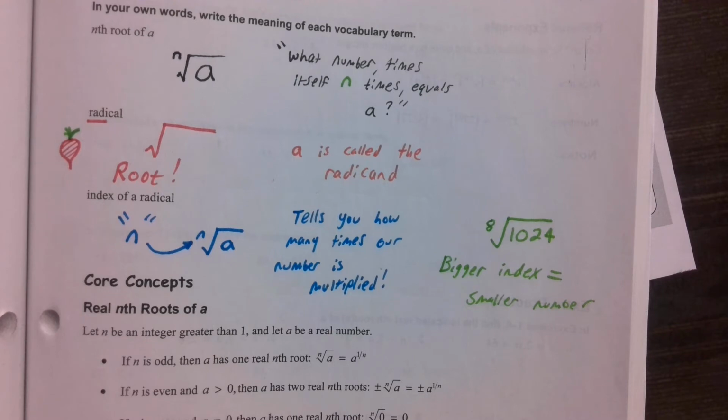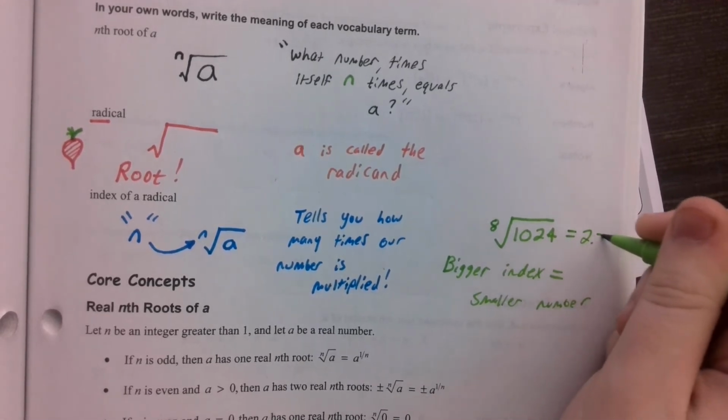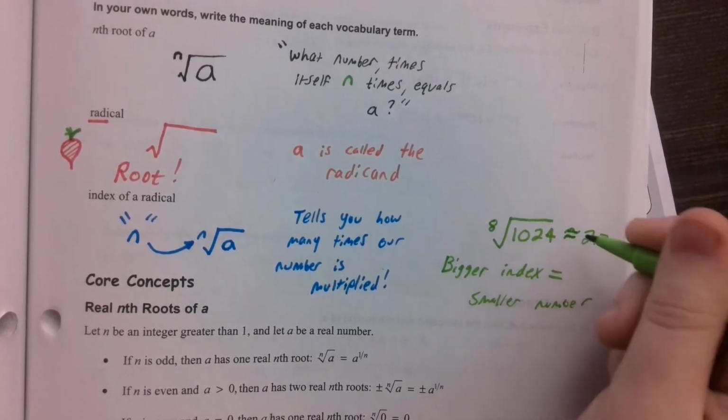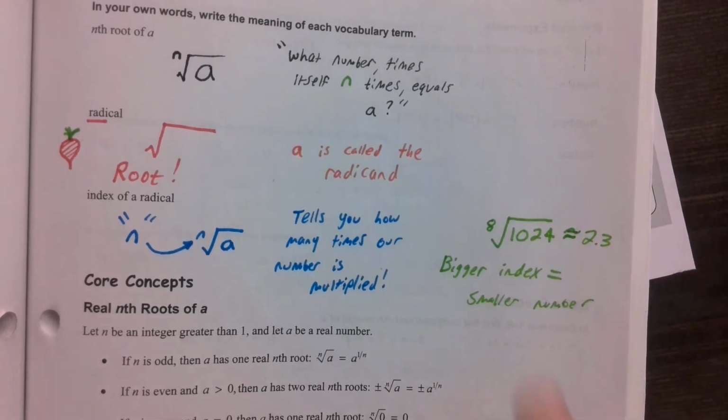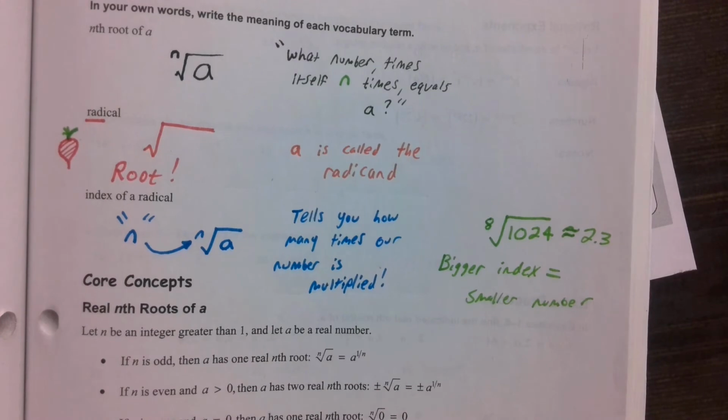Well, for this particular problem, the 8th root of 1024 ends up being a decimal. It ends up being around 2.3. I gave you a little bit of a tricky one here. This one doesn't actually give you a regular number, and that was my fault. But it ends up being around 2.3. We'll approximate that. That's a very small number to get to such a very big number.